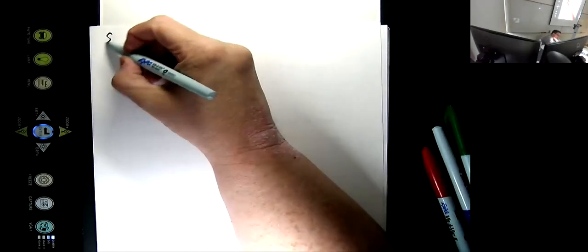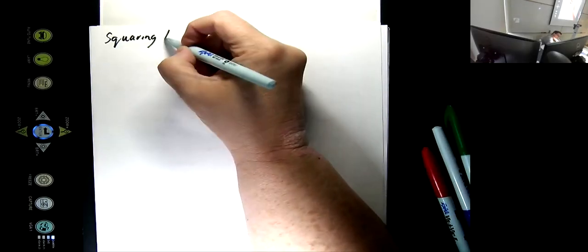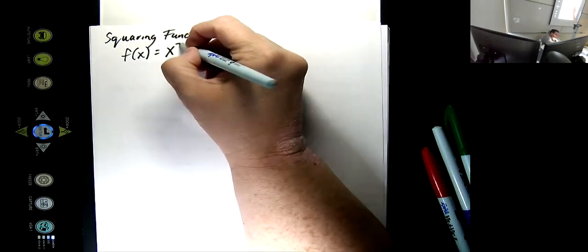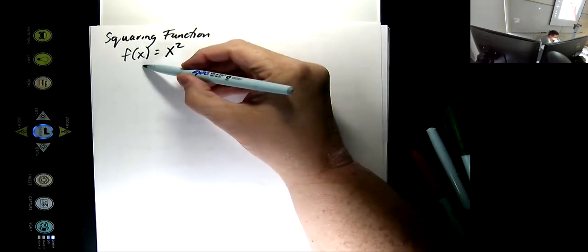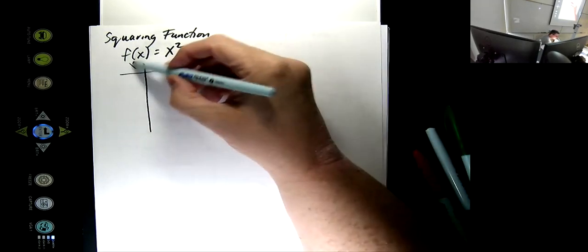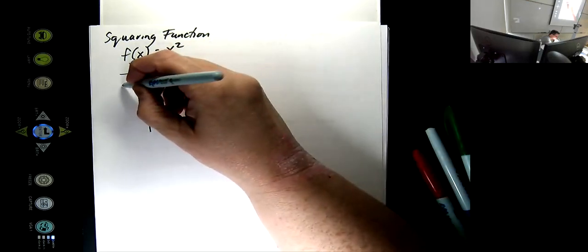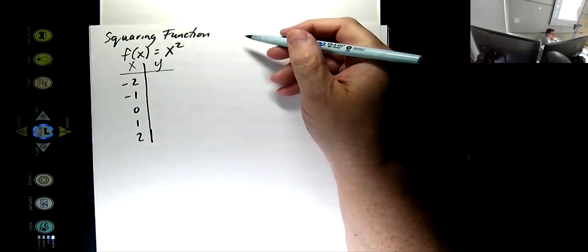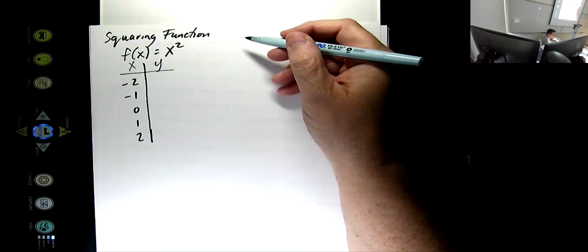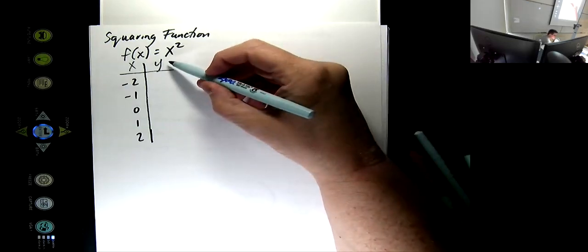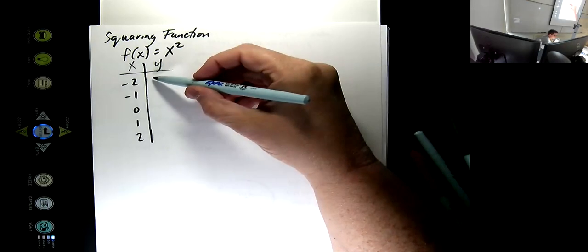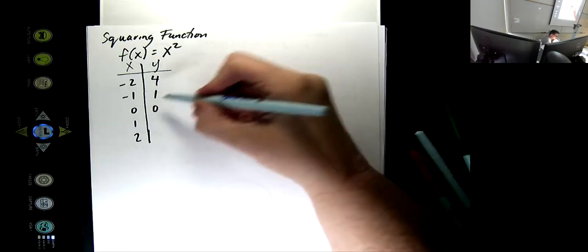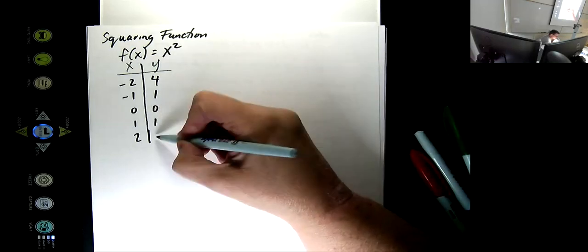So our next one is the squaring function. f of x equals x squared. You are really just taking the x values and squaring them. -2 becomes 4, -1 becomes 1, 0 is 0, 1 is 1, and 2 is 4.